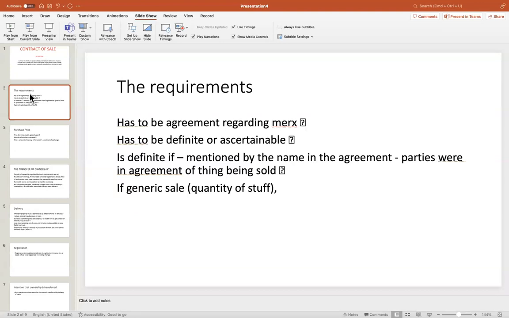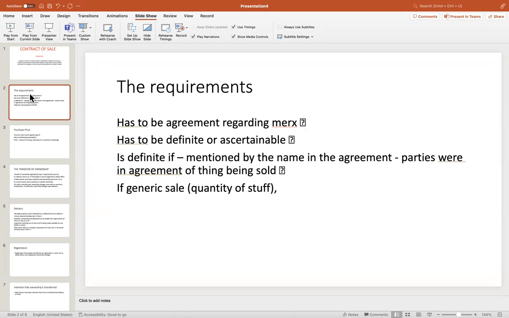So the requirements, therefore, are that there has to be an agreement. Let's say I'm selling my cell phone to B. There has to be an agreement that I am selling my cell phone to B, and B has to agree that he is buying my cell phone from me. Okay, and it has to be definite or ascertainable.